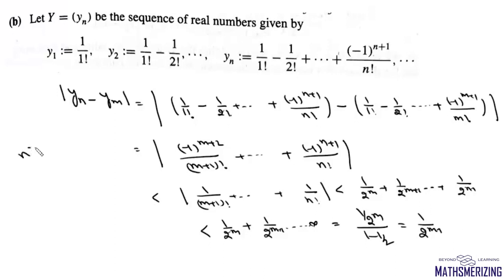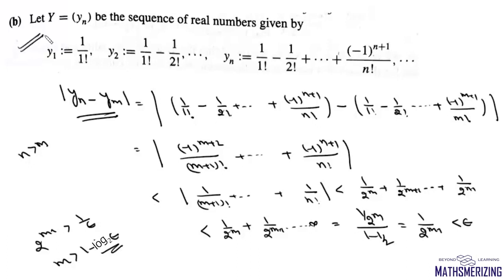So for any n which is greater than m, yn minus ym is 1 upon 2 to the power of m minus 1. It will be less than epsilon. We can write 2 to the power of m minus 1 will be greater than 1 upon epsilon, or m will be greater than 1 minus log epsilon. So this sequence is a Cauchy sequence and therefore it is a convergent sequence.